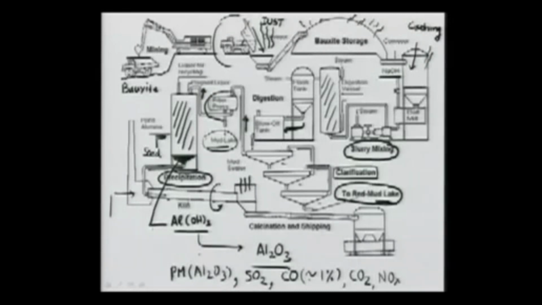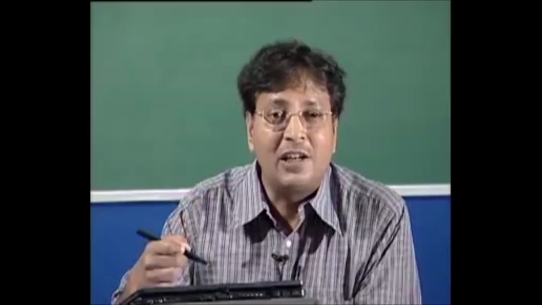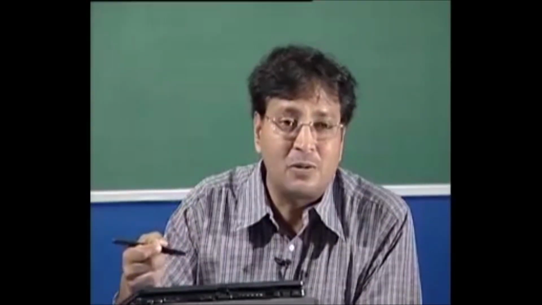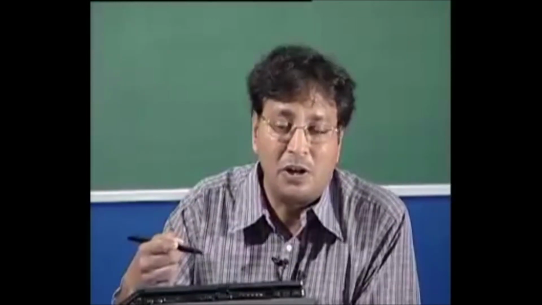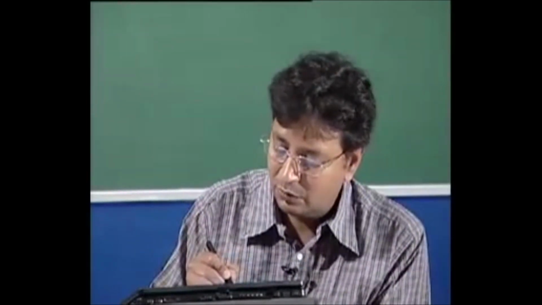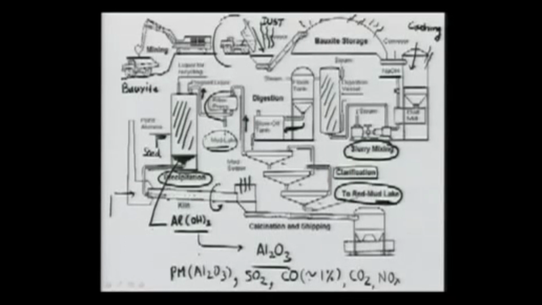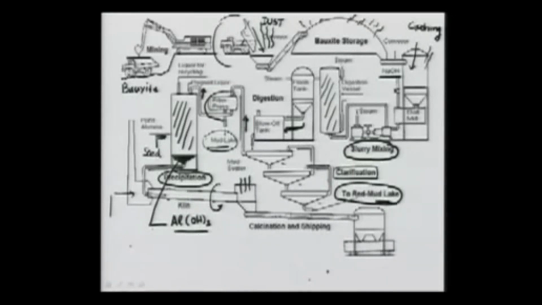The kiln is nothing but a calciner, and the calciner has now become a significant source of air pollution. This is the rotary kiln, where there is an interaction between the aluminum hydroxide and the heat to produce Al2O3. So emissions have to be controlled.